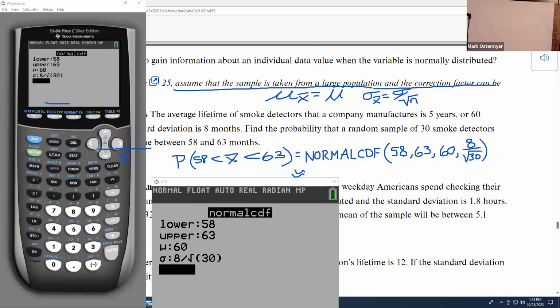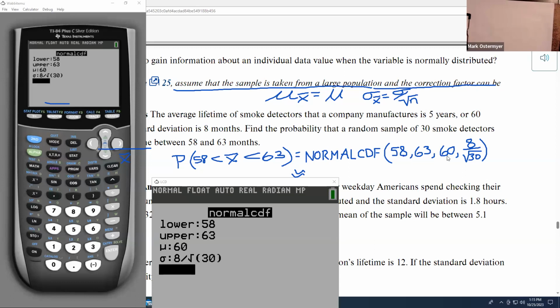Okay, so computing the probability that the mean lifetime of this sample of size 30 smoke detectors, selected from all of our smoke detectors, and in a population there might be thousands or millions of these smoke detectors, is between 58 months and 63 months, is going to be computed by using our normal CDF function. The lower endpoint is 58, the upper endpoint 63, then the mean of our sampling distribution of all these sample means, and there could be thousands of sample means of samples of size 30 that you could select from this population, maybe even in the millions.